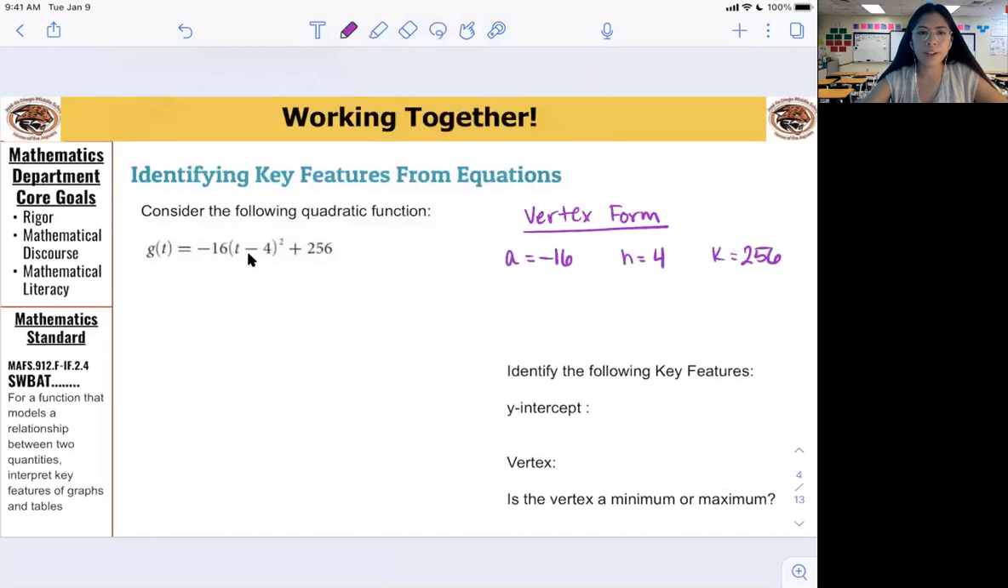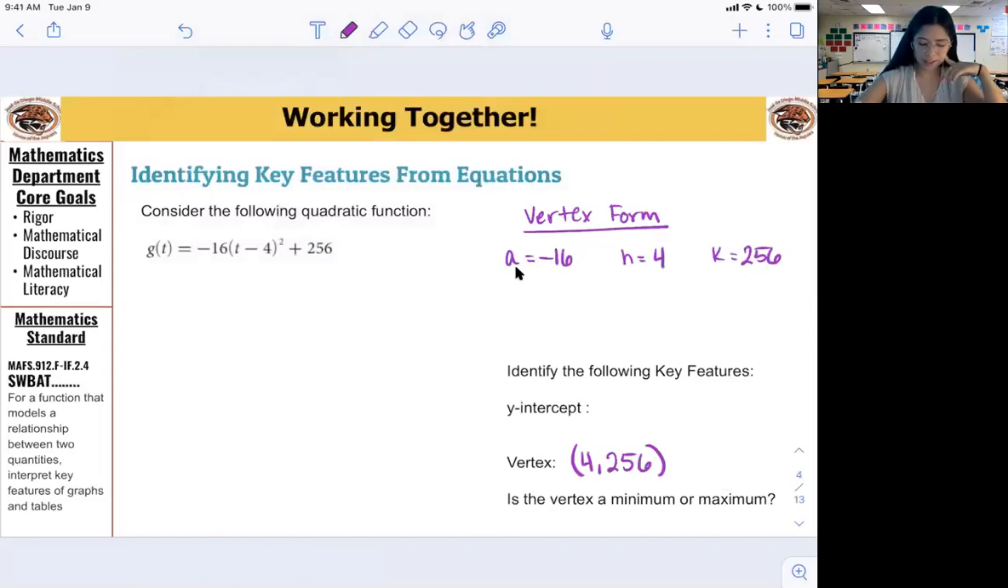So remember, with h, we've got to flip that sign. It was negative, we turn it positive. For k, we leave it, 256. Any questions on a, h, or k? All right. So that means that I know that my vertex is where? At 4, comma 256. There you go. Good. h, comma, k. You got it. Okay, cool.